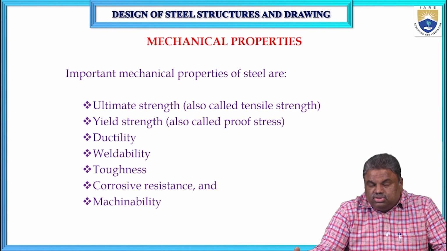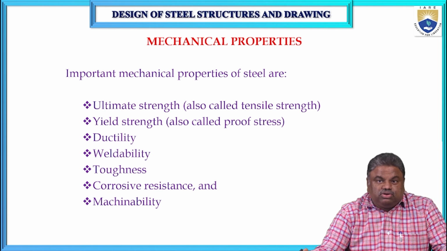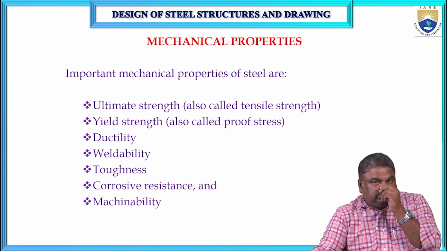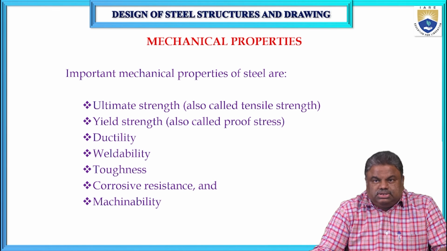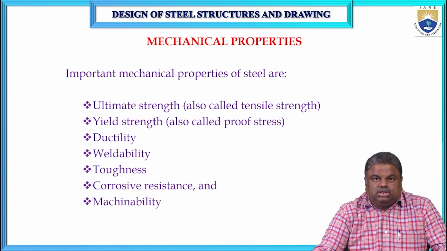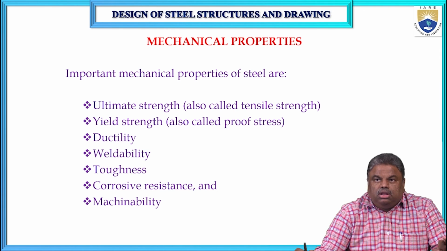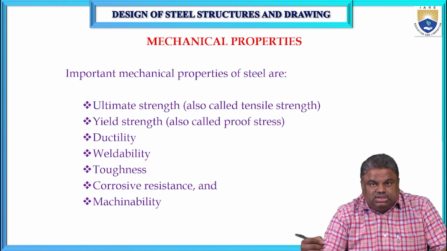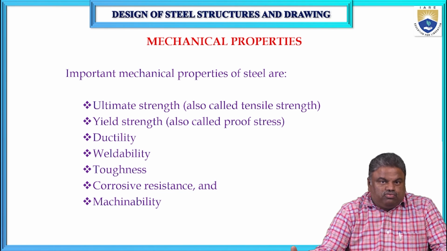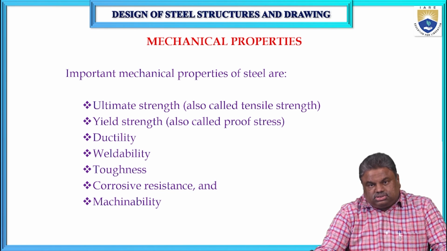Weldability, so you can easily weld, and toughness. Corrosion resistance: right now a lot of steels are available for corrosion resistance, and machinability is very easy in case of steel structures. These are the important mechanical properties of steel. Due to these advantages, we are going for steel structures.